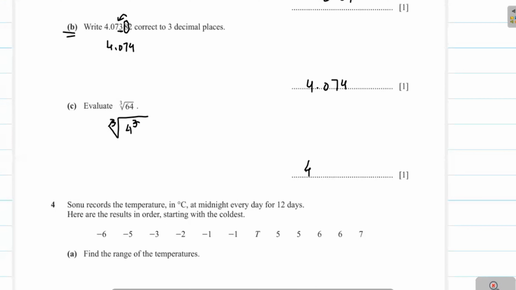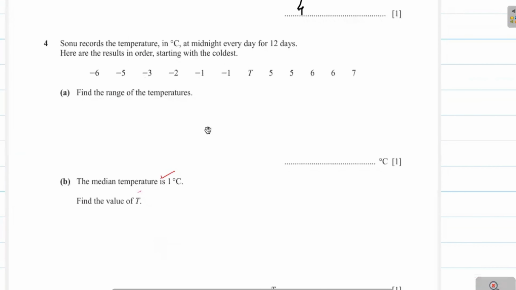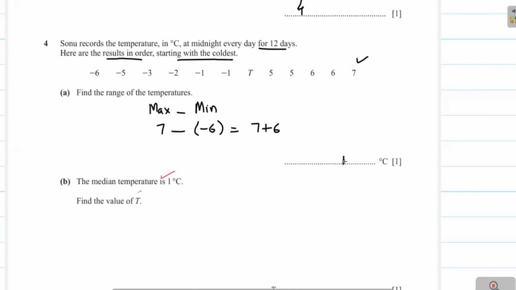Next is question 4. In this question, Sonu records a temperature in centigrade at midnight every day for 12 days. Here are the results in order, starting with the coldest. Find the range of temperature. The range of temperature is the difference between the maximum value and the minimum value. You see here the maximum value is 7 degrees centigrade and the minimum value is minus 6 degrees centigrade. The difference will be equal to 7 plus 6, and this will be equal to 13 degrees centigrade.